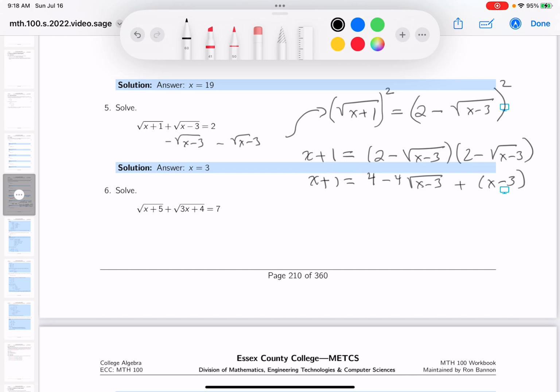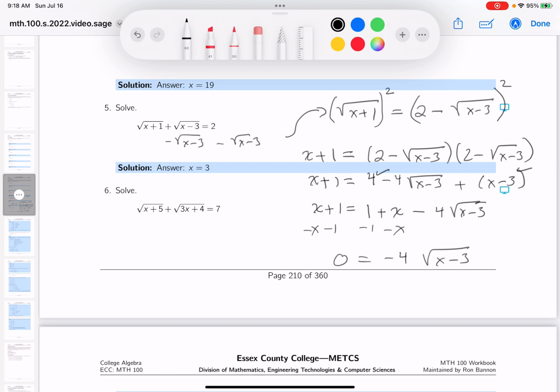Again, my goal is to isolate a radical, but before I do that, I've got to simplify this guy. And this is a far more difficult question, as you can see right now. Let's see, 4 plus minus 3 is 1. I took care of those 2. I got plus x, and then I got minus 4 root x minus 3. I'm going to subtract 1 from both sides, and I'm going to subtract x from both sides. And you get 0 equals minus 4, the root of x minus 3.